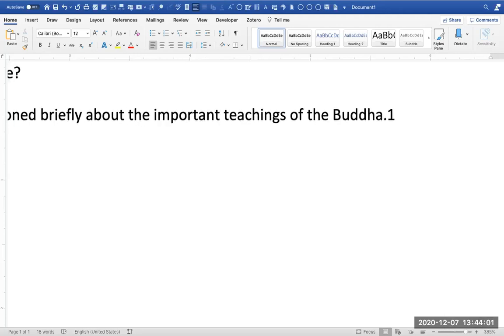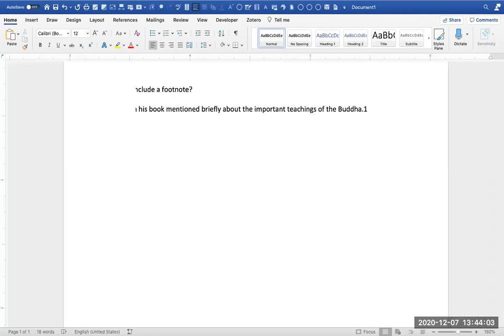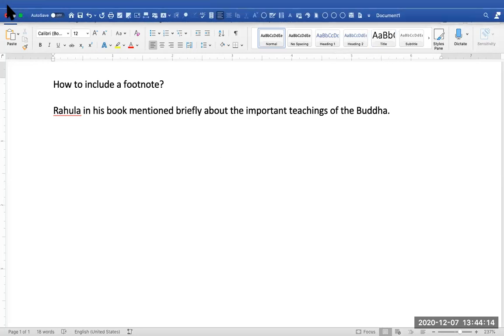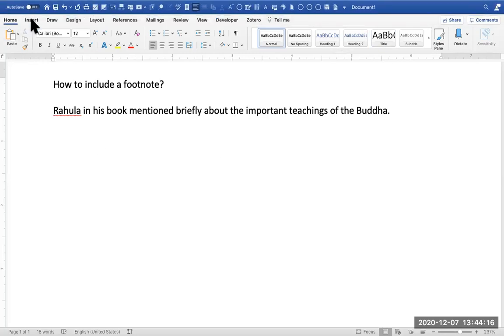So that's why I wanted to actually demonstrate this one. So in the Word document, we'll just delete this, okay? And in the Word document, you can see here, can you see this? Home, insert, draw. Yeah, and then how to insert? That's my question. And design, layout, references. You go to references, okay?